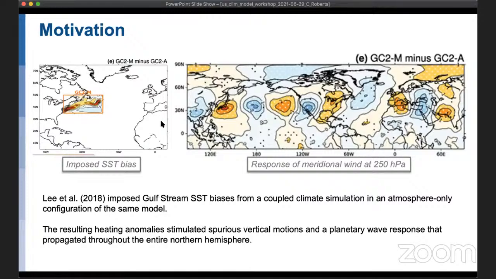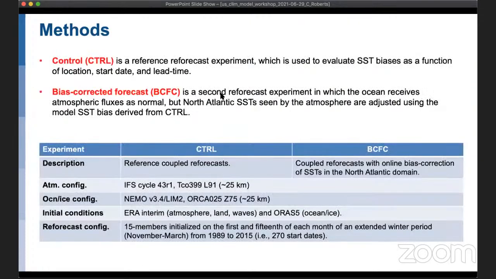However, this and lots of the other studies have either focused on very heavily smoothed observed SSTs or fully developed biases from climate models. And in the work we've done, we emphasize that even at short lead times, errors in the position of the Gulf Stream can also have a significant impact on atmospheric forecasts at subseasonal lead times. So the way we do this is we have run two different reforecasts with our coupled system. Firstly, we have the control, which is our reference reforecast, which we use to evaluate SST biases as a function of location, start date, and lead time.